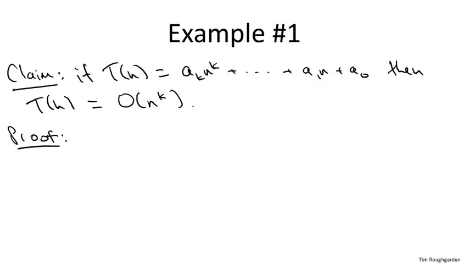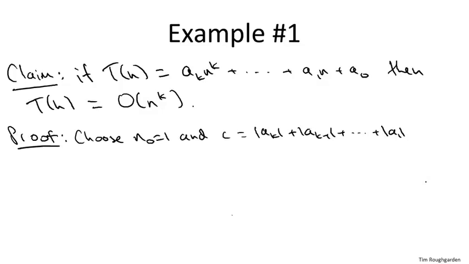Now, for this proof, to keep things very simple to follow, but admittedly a little mysterious, I'm just going to pull these constants c and n naught out of a hat. So I'm not going to tell you how I derived them, but it'll be easy to check that they work. So let's work with the constants n naught equal to 1. That's a very simple choice of n naught. And then c we're going to pick to be the sum of the absolute values of the coefficients. So the absolute value of a_k plus the absolute value of a_(k-1), and so on.